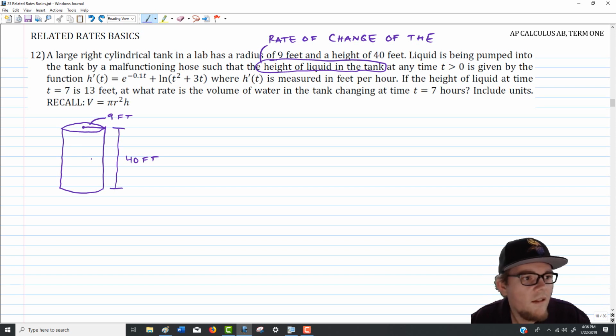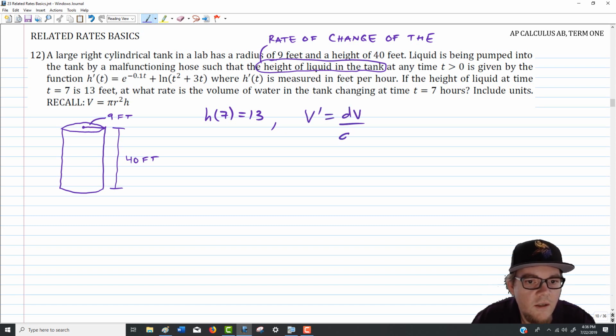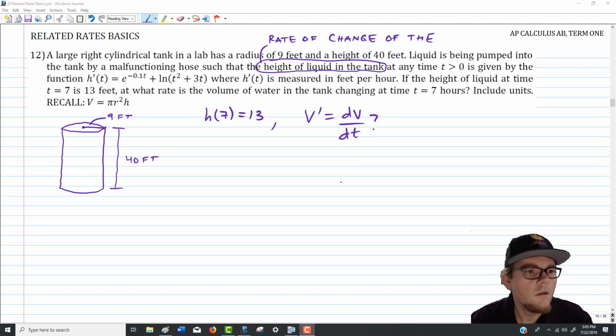So from there it says that the height of the liquid at time t is 13. So in other words, if h of 7 equals 13, we want to figure out at what rate the volume of water is changing. So we want to figure out what is v prime, also known as dV/dt. So that's where we have to begin our investigation and our search. Looking up here, it looks like we're going to have to find the derivative of the volume.